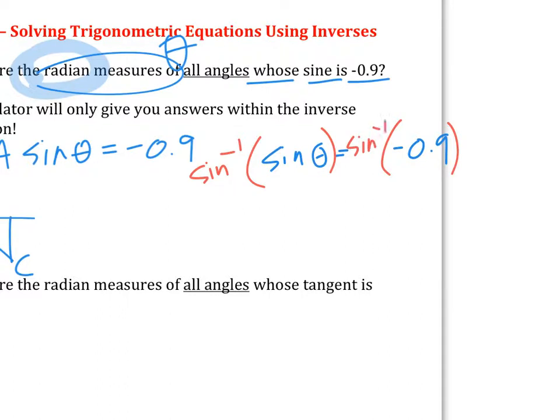So kind of like the matrix chapter, right? If we want to get rid of that matrix, we apply the inverse to get rid of it. So it's the same idea. We get rid of it by applying the inverse. So that cancels out. We have theta equals inverse sine of negative 0.9. All right. Locate the inverse sine button on your calculator.